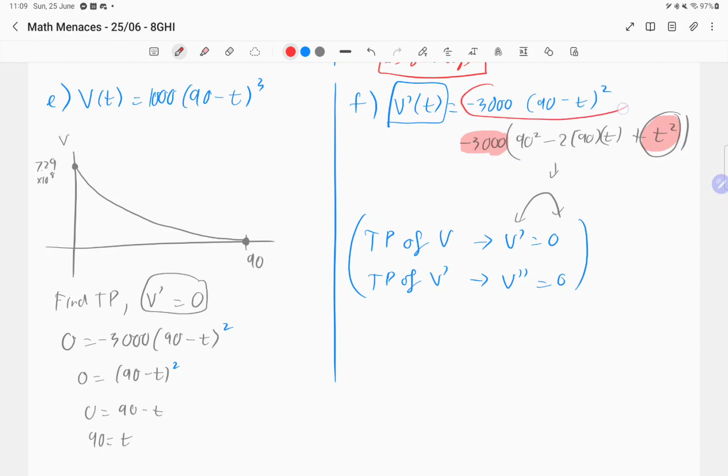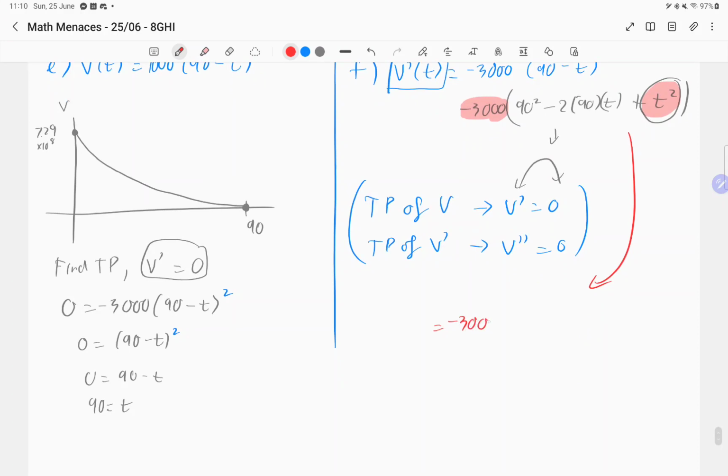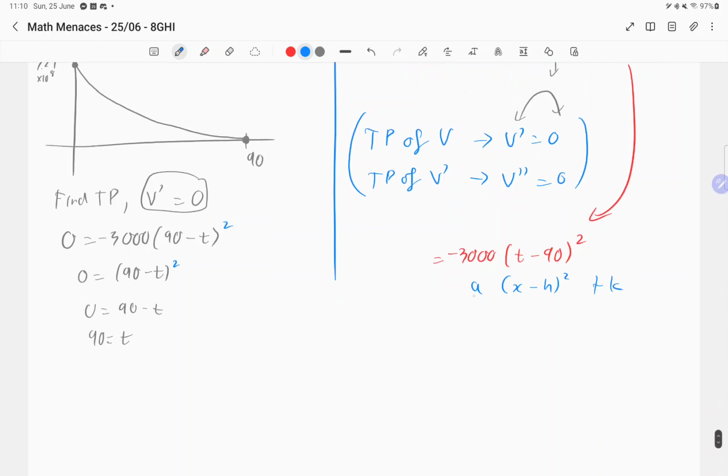And for this question though, you can technically sketch it because this is just the turning point form of a quadratics. Yeah. Right. So we use turning point form instead. So that would be negative 3000, I'll swap the t and 90, so t minus 90, everything to the power 2. Okay. So remember turning point form, a times x minus h, everything squared plus k. Yeah, remember that? Yeah, you should, right? It's the turning point form for quadratics. So a is telling you whether it's concave up or down. So we know this one is concave down because a is negative. And then the turning point is h comma k, which in this case is 90 and 0.